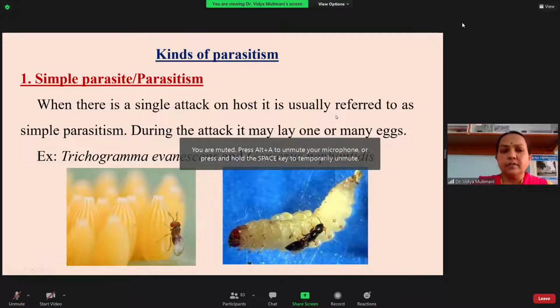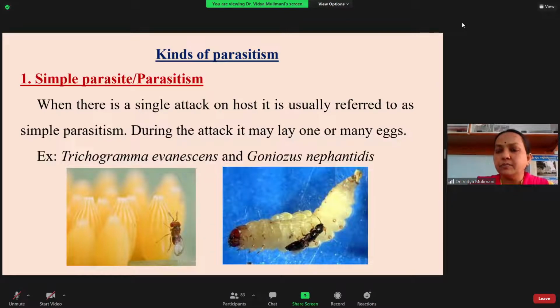Kinds of parasitism. Here, there are around 4 or 5 types of parasitism that you find in insect parasitoids. The first one is simple parasitism. So what does simple parasitism mean? Here it is a single attack of a parasitoid on a host. That is referred to as simple parasitism. All the beneficial insect parasitoids come under simple parasitism.